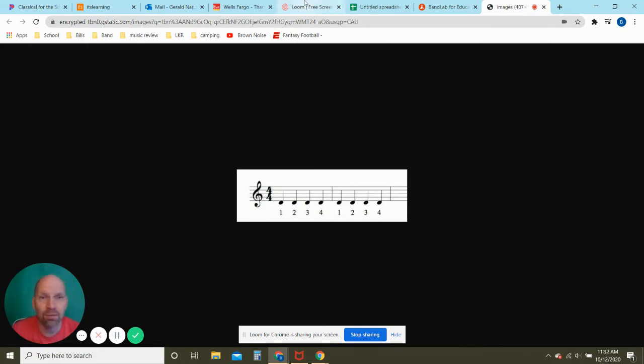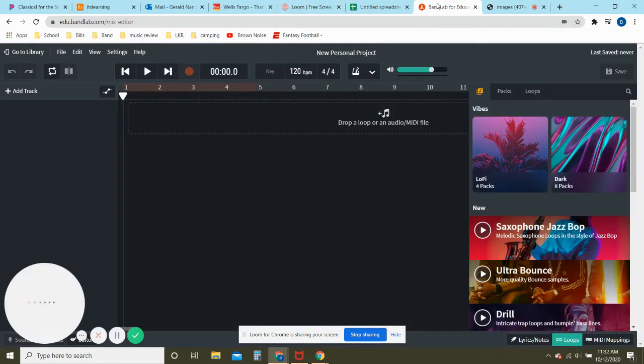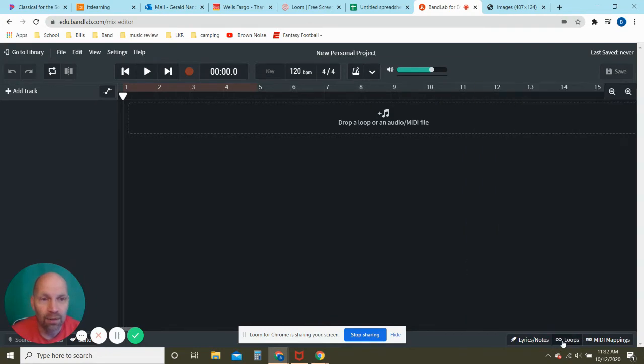Now, how does that relate to Bandlab? So in Bandlab, we have these numbers across the top here, which are our measure numbers. Let's get this out of the way for a second. And they continue, and we have 1 through 15 on the screen at the moment. If I say make a song that is 8 measures long, how many numbers do we come?